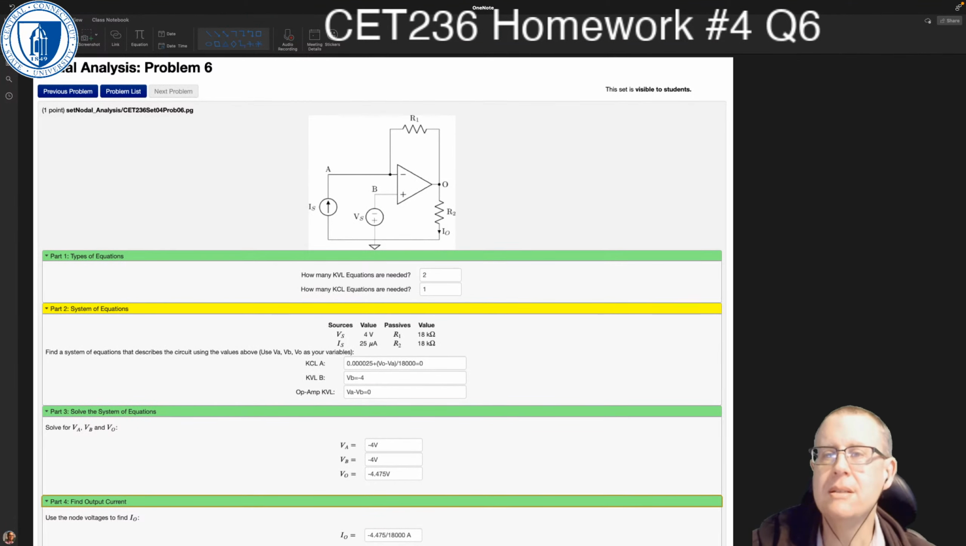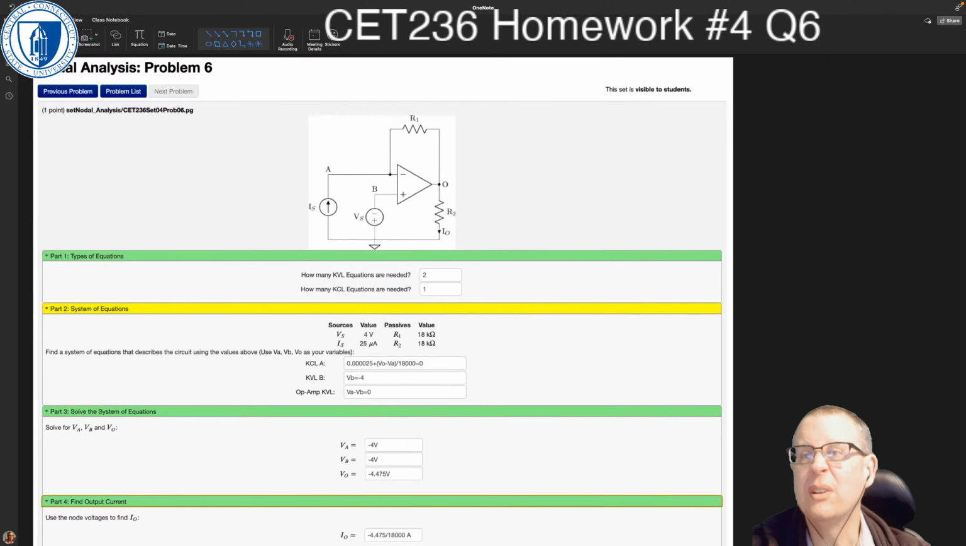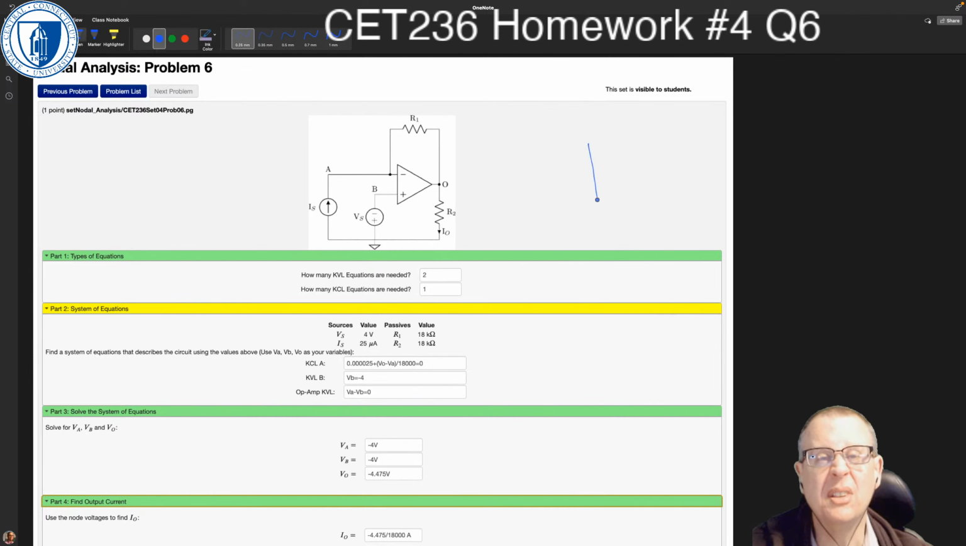Okay, here's the final question on homework 4 about nodal analysis, problem 6. And this one is a little scary in that we have an op-amp here. And just to remember what that means, you can assume that it's an ideal op-amp.